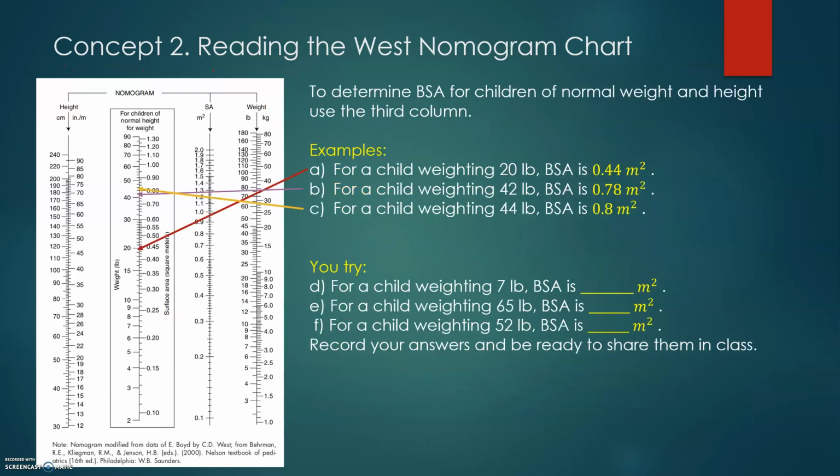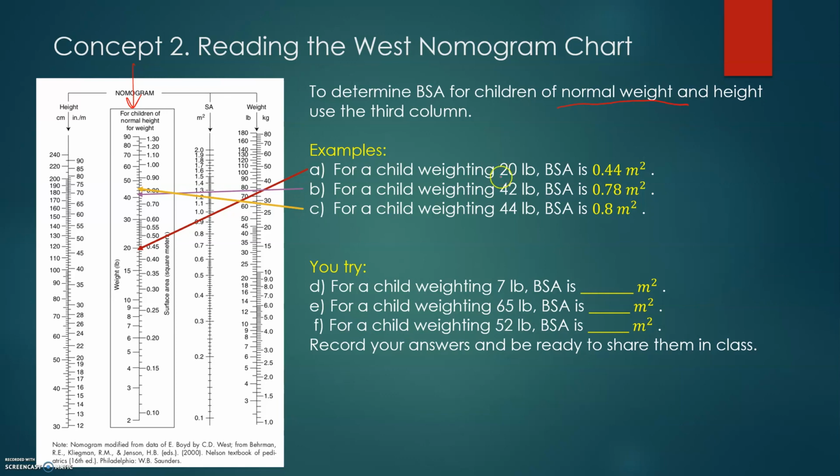First, we will take a look at determining body surface area for children of normal weight and height. Therefore we are going to work only with the second column. So our question is for the child weighing 20 pounds. We need to find BSA, and BSA says it's 0.44 square meters. So let's take a look how it works.